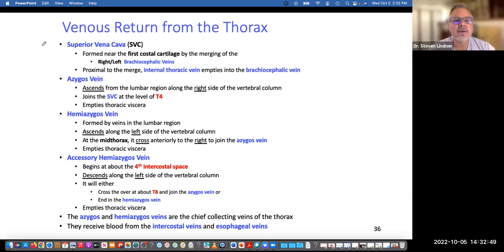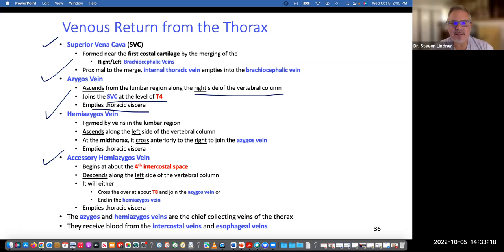So now you're going to hear azygous, hemiazygous, and accessory azygous. Anytime you hear the word azygous, we're thinking around the ribs and near the vertebral column. So the azygous vein ascends from the lumbar region along the right side of the vertebral column, and it joins the superior vena cava at around the level of T4, and it's going to empty the thoracic viscera.